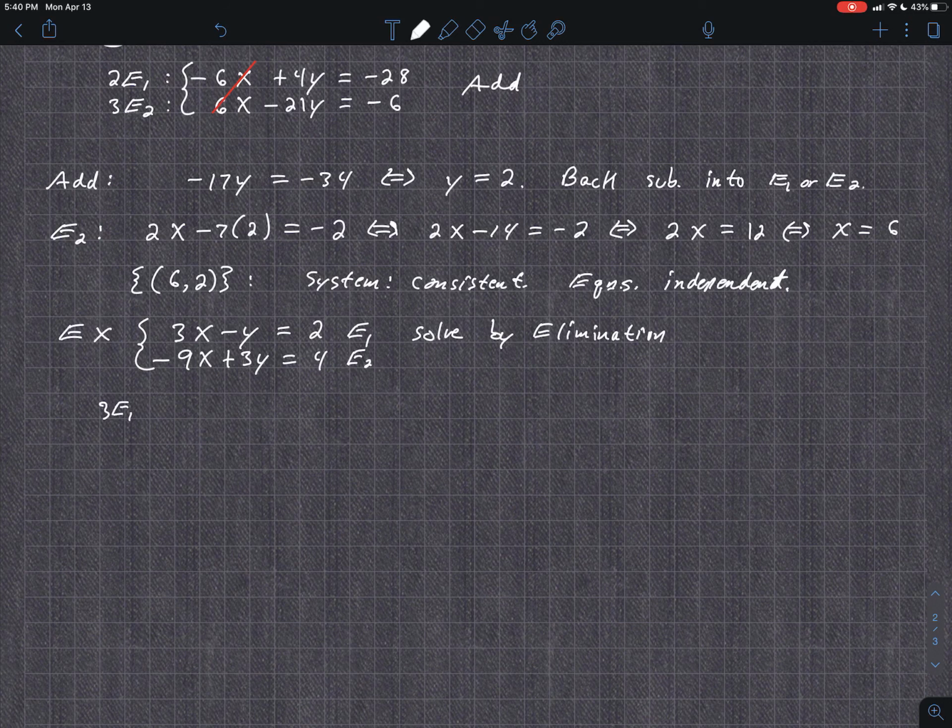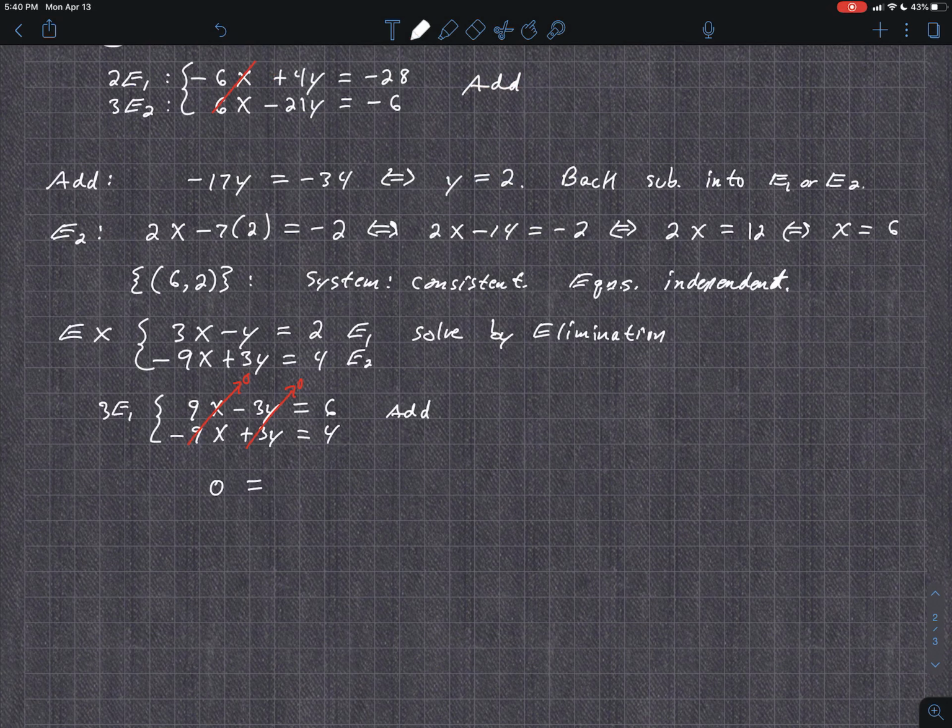So, if I do 3 times equation 1, I get 9x minus 3y equal to 6. And then I still have the negative 9x plus 3y equal to 4. And then if I add together, you get 0, because everything there is going to annihilate each other, cancel out. So that's 0, that's 0.